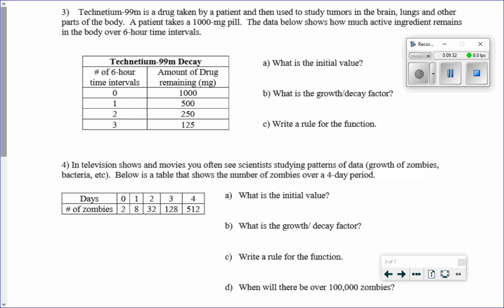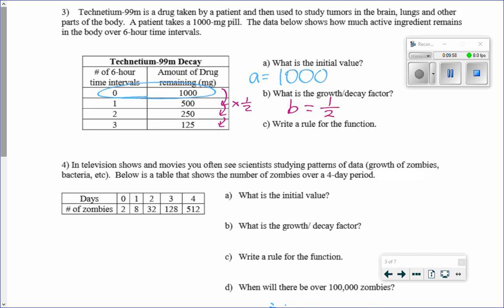So our initial value is what? 1,000. That's our A, because that's our y-intercept when x equals 0. The growth or decay factor is our B, how it changes from value to value. So from 1,000 to 500 to 250, what's the factor? 1/2, times a half.